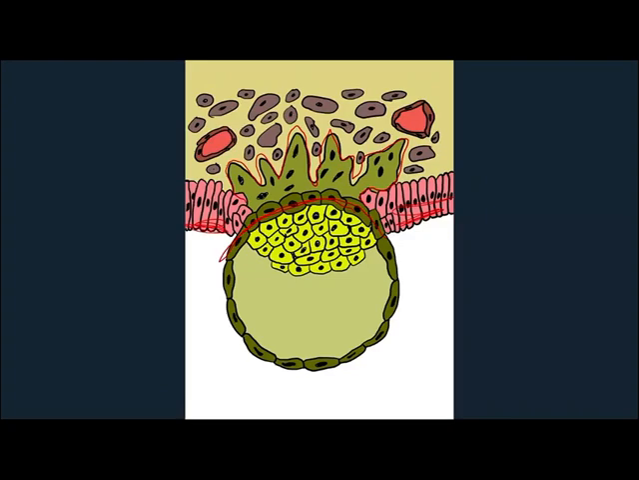Again, the blastocyst will have the trophoblast, which is now two layers. The cytotrophoblast are these cells here. The syncytiotrophoblasts are out here. They are the ones that are invading the wall. And you have the inner cell mass.